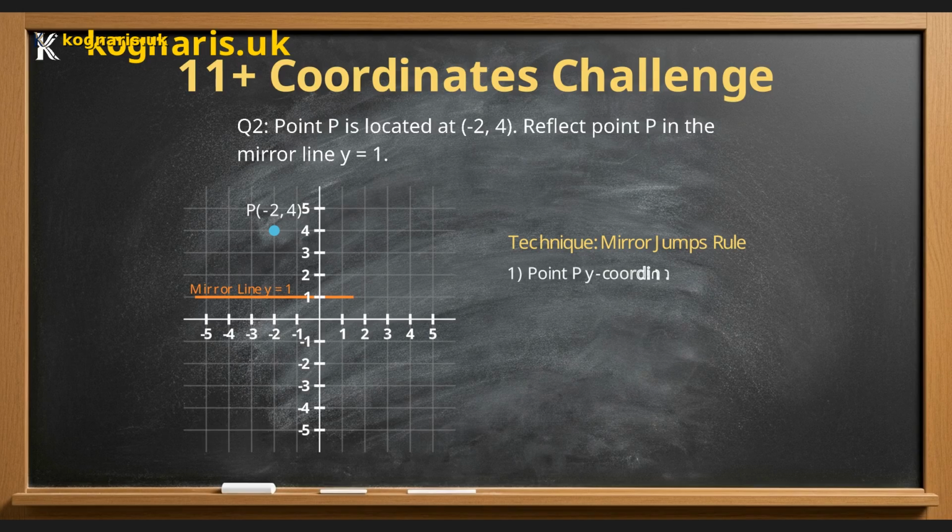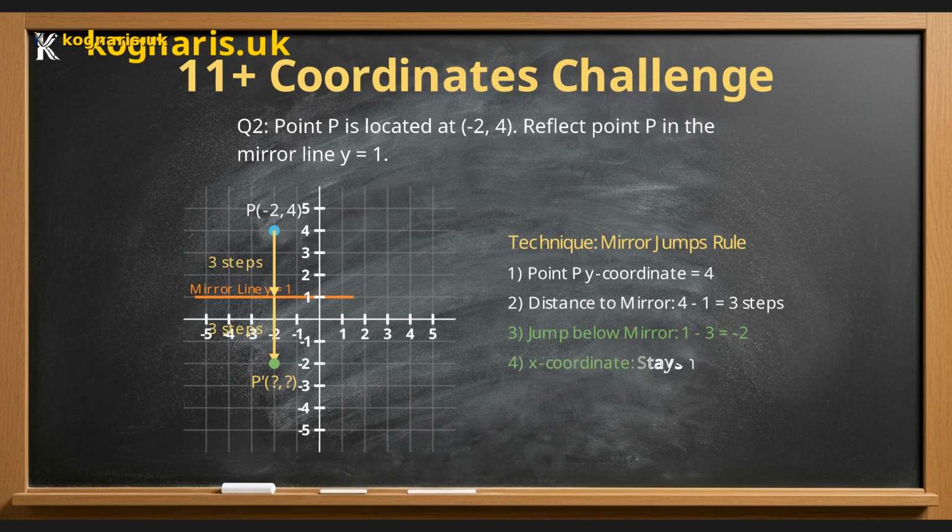Count the vertical steps from point P at y equals 4, down to the mirror line at y equals 1. That is a jump of 3 steps down. Now we must jump the exact same distance of 3 steps down from the mirror line to find our reflected point. 1 minus 3 steps brings us to y equals -2. Since this is a vertical reflection, the x-coordinate stays exactly the same at -2. This places our reflected point P' at (-2, -2). Let's write down the calculations.